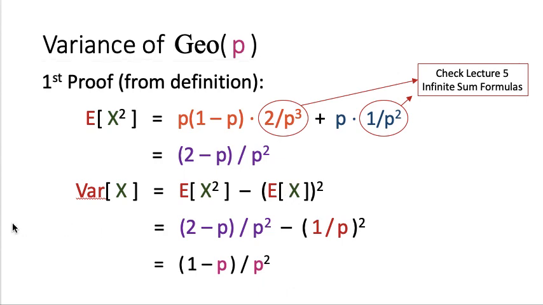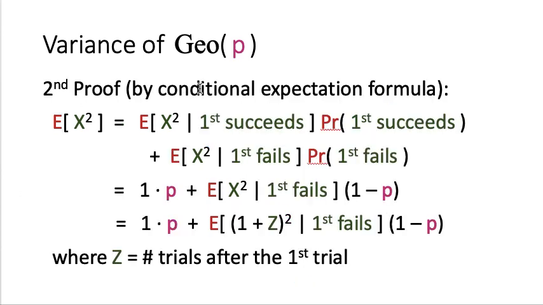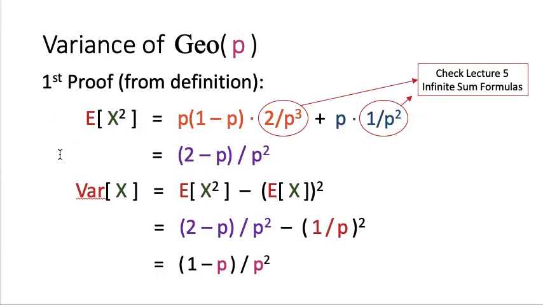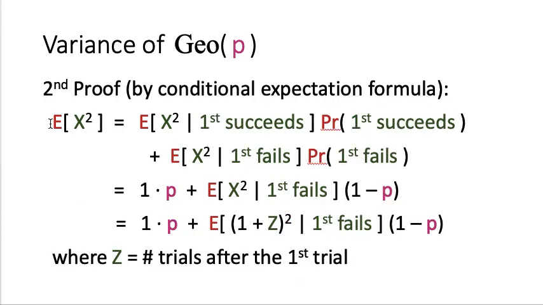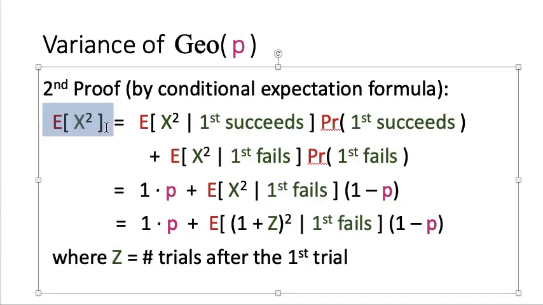Now we are going to proceed to the second proof. The second proof uses the conditional expectation formula. Again, we are going to compute the expected value of X squared. If we can get the same result as before, that is, if we can get the expected value of X squared to be (2 minus p) divided by p squared, then we are done, because after that we subtract the same thing to get the variance of X. So here we focus just on finding the expected value of X squared.